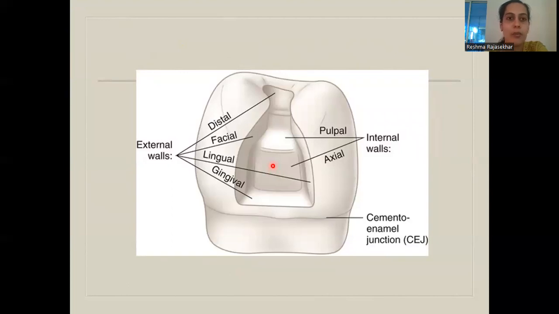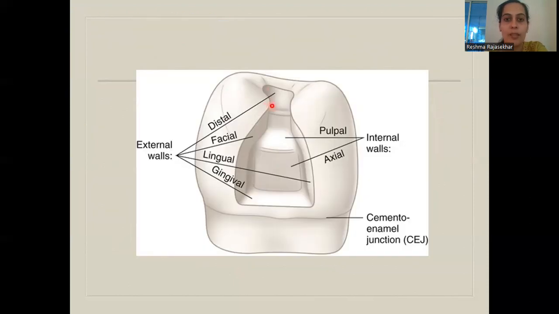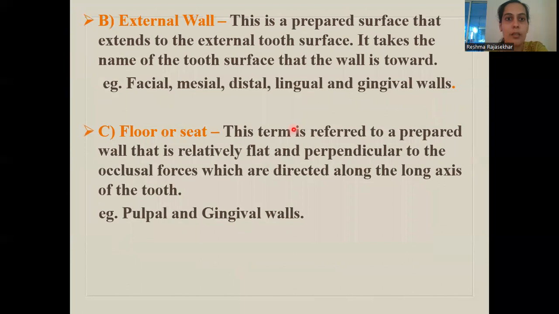And the external wall is a prepared surface extending onto the external tooth surface. That is, there is communication with the external tooth surface. The name of the wall takes the tooth surface that the wall is toward. Examples are facial, mesial, distal, lingual, and gingival walls. That is the wall connecting with the external tooth surface, known as the external wall.